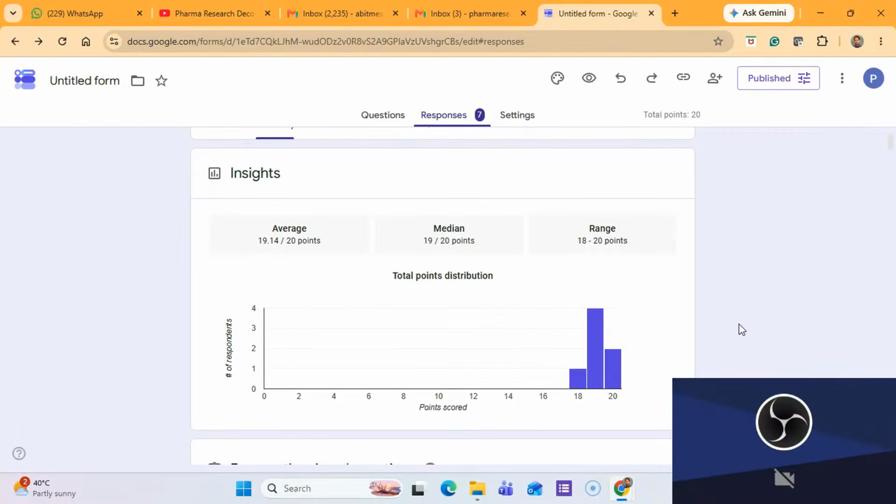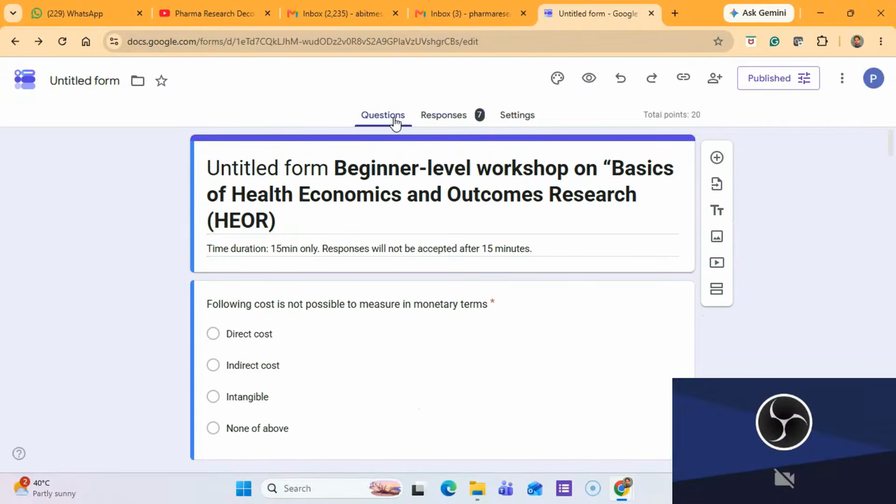Okay. Total point distribution is good, right? You have 18 to 20. Yeah, 19 score as well. So it's a good score, right? 18 to 20, it's a very good score. So I think whoever has joined, they got the things and answered well. It's nice. So now last 7 minutes we have.